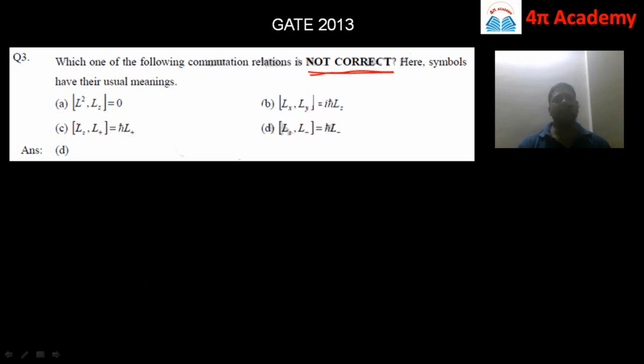Now let us look at these commutator brackets one by one. So let us look at the first commutator bracket. We have already discussed the properties of commutation relations. So the first bracket, that is L square with Lz, this we have solved, and you know that its value is equal to 0. So this commutation relation is correct.